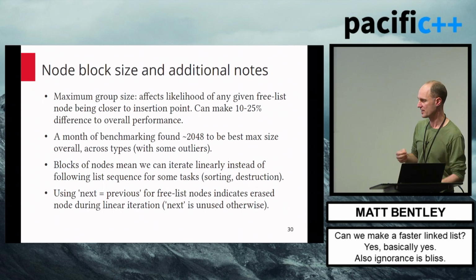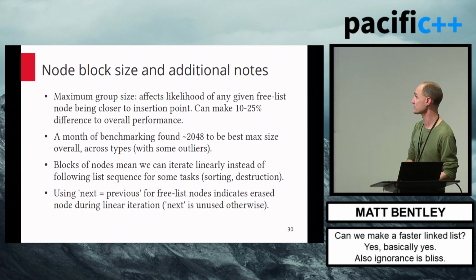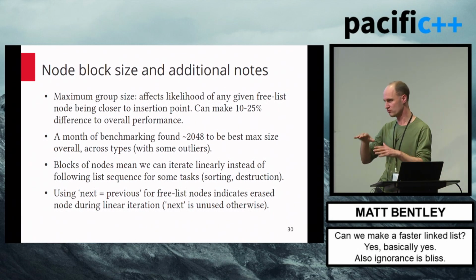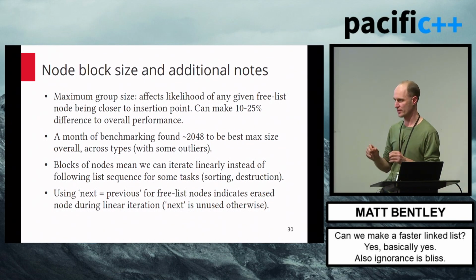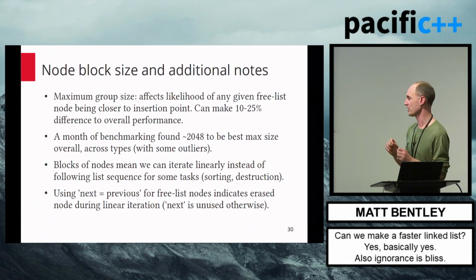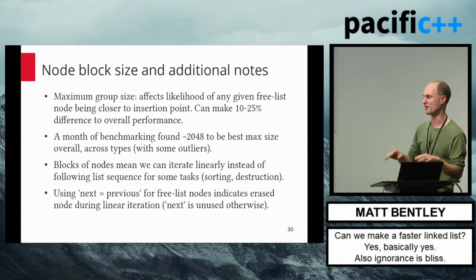So I did about a month or so of benchmarking across compilers, across platforms, and across different types. And overall, what I found was roughly the best maximum size was around 2048 elements. It's probably not exactly that, but as a programmer, I crave powers of 2, so I just rounded it to that.